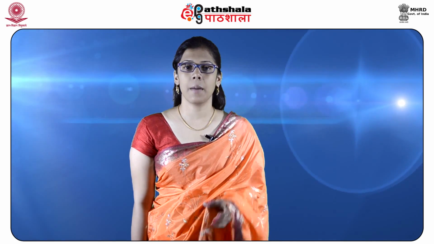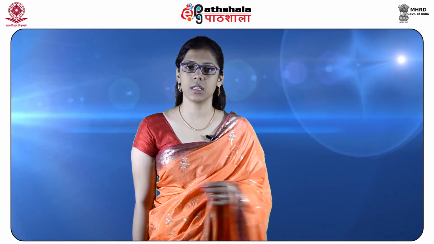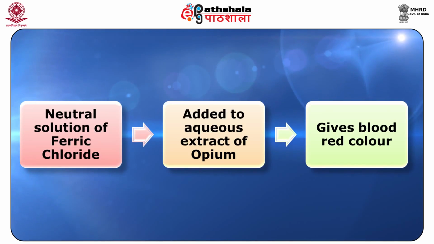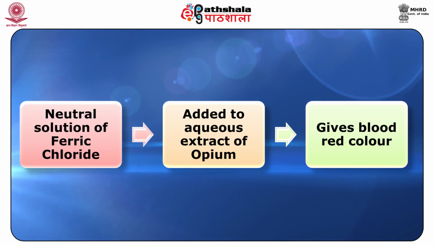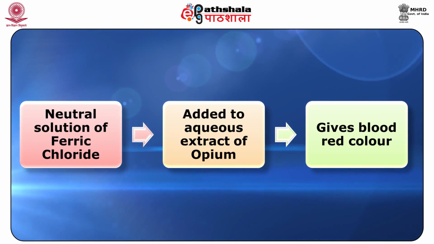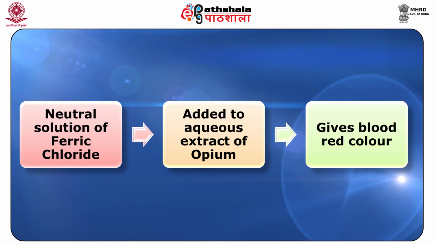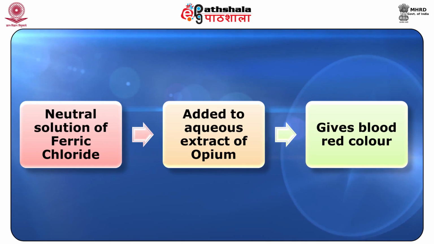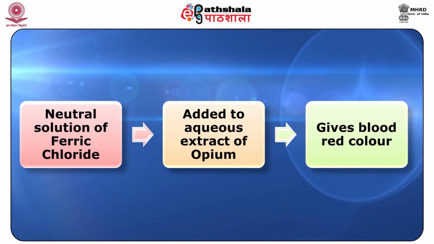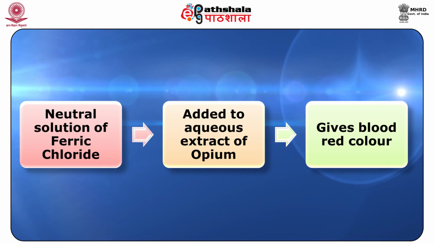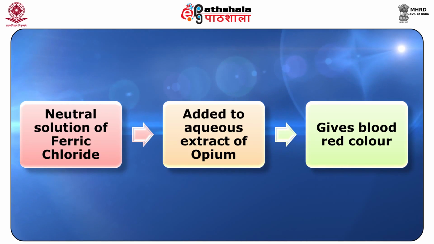Next is the meconic acid test. Let us see the procedure. A neutral solution of ferric chloride is added to an aqueous extract of opium, which gives a blood red color that is not destroyed by boiling or by adding hydrochloric acid or mercuric chloride solution.